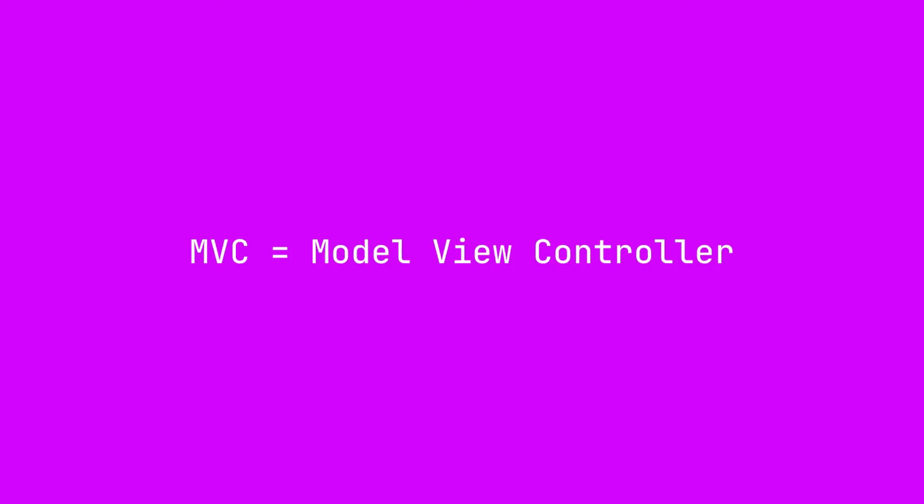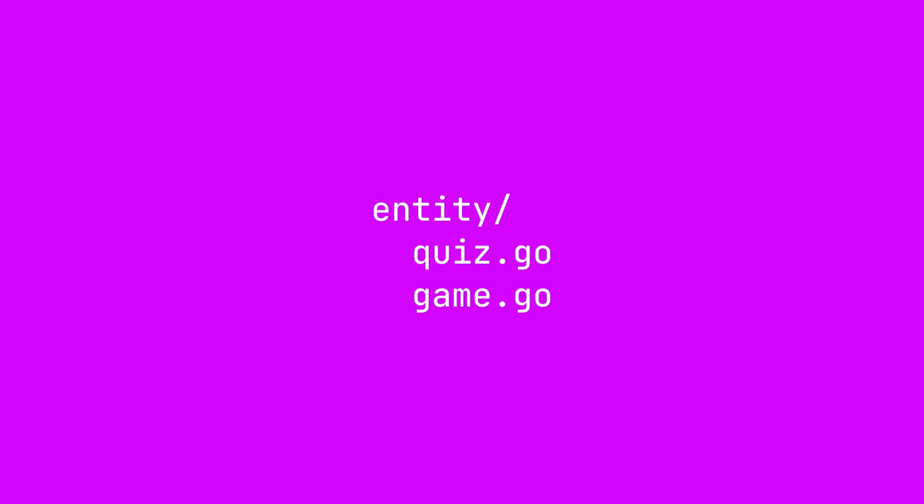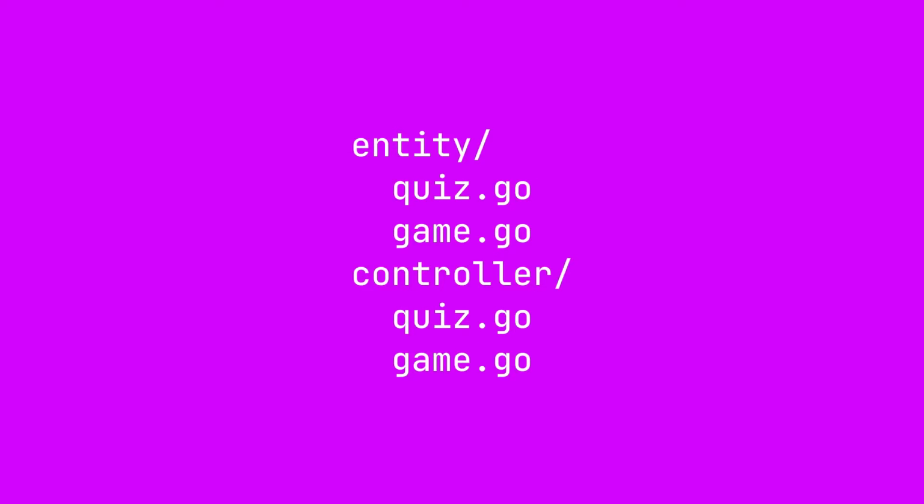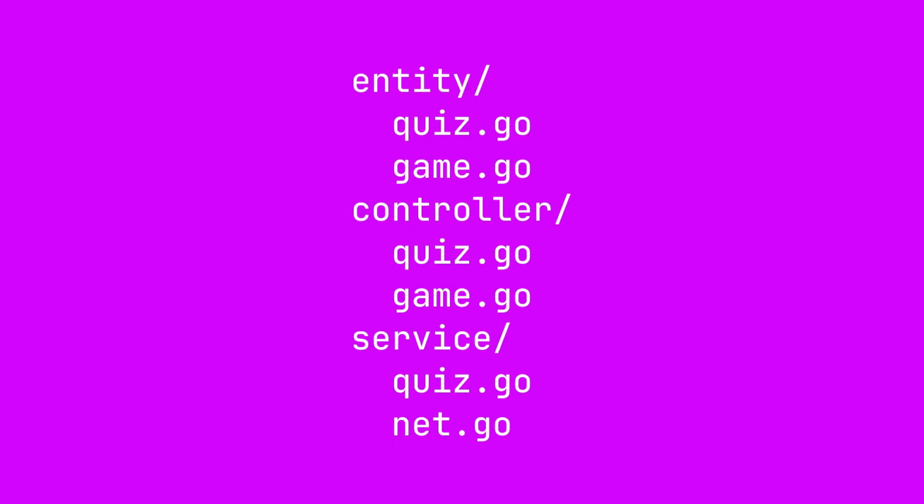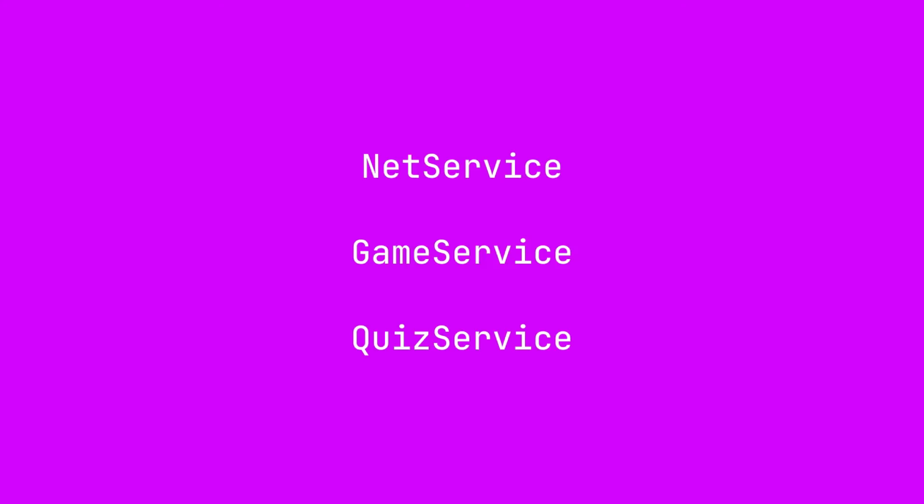So it's time to think a little bit about which packages we're actually going to create. We're going to follow somewhat of a model-view-controller design pattern here. We're going to place our representations of data, our literal structs, in an entity package. Then we're going to place our Fiber handlers in a controller package, and then more of our business logic inside a services package. And I'm going to create the following services: net service, game service, and quiz service.